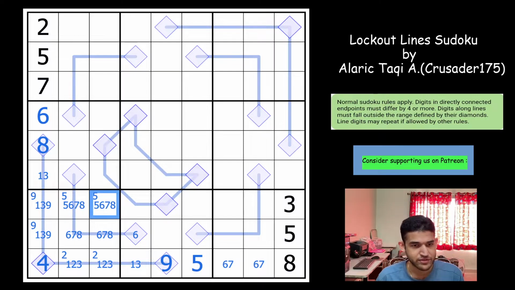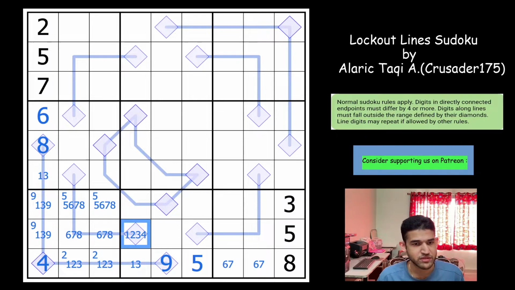So if I have 6 here, because of the lockout line rule, 6 cannot be here. We are going with the part that digits on the diamonds cannot repeat on the lines. So 6 is forced here, and this becomes 5, 7, 8, which means that 5 will be between the digits on the diamonds. 6 is also ruled out, and 5 is ruled out due to Sudoku. So the only digits left to me are 1, 2, 3, and 4.